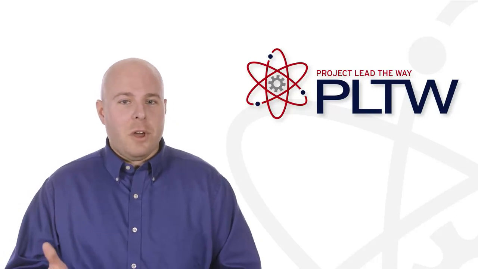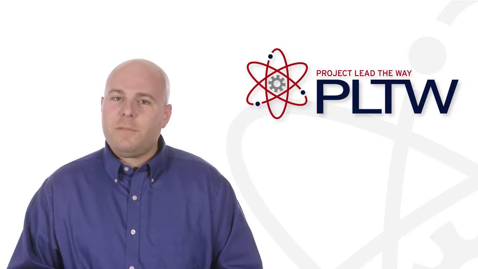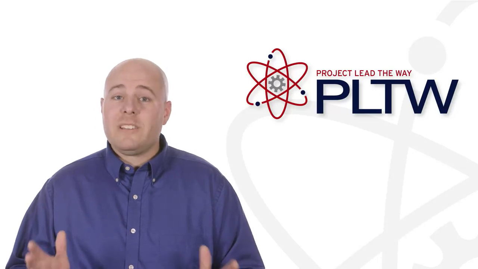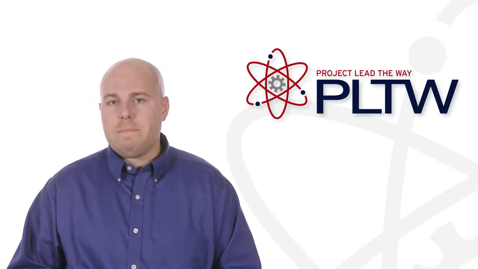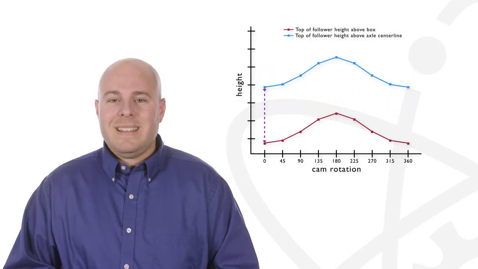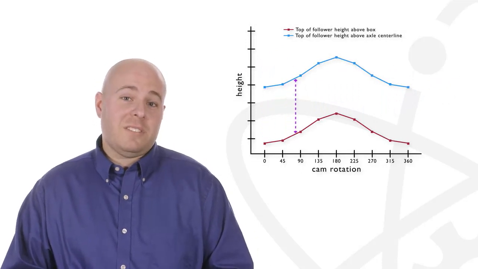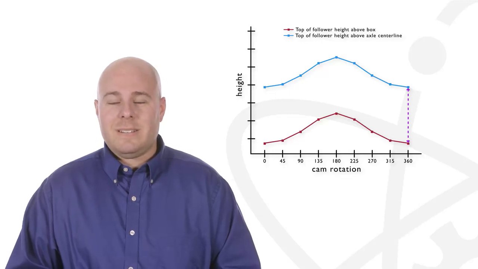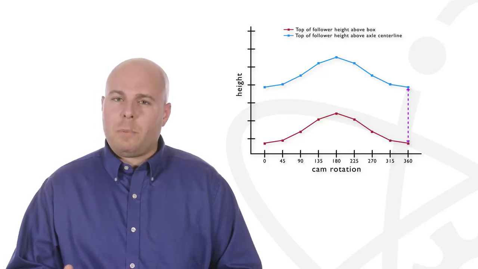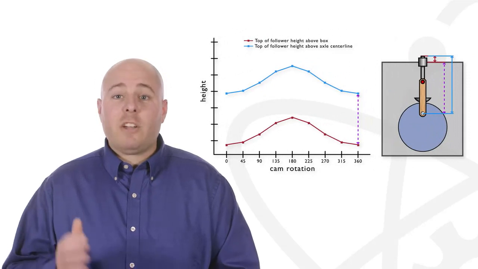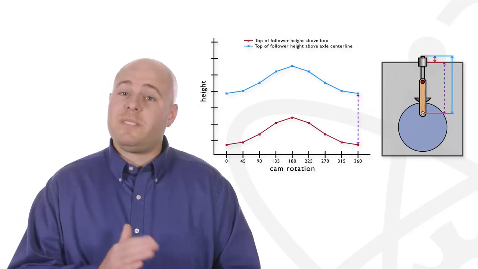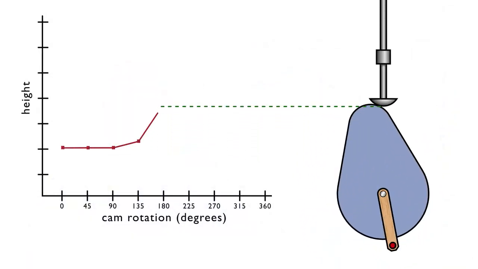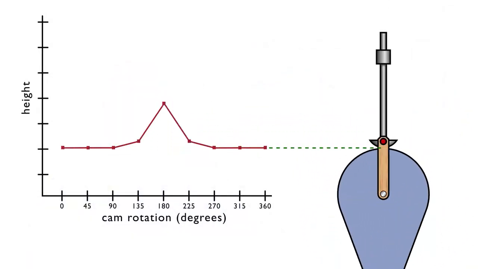Also, it's important to note that the length of the follower doesn't affect the displacement caused by a cam. The length of the follower only determines the initial position, not the magnitude of the displacement. This difference in magnitude is consistent throughout, meaning it's the same difference at any angle of rotation. So what do you think this value represents? It's actually the vertical distance between the center line of the axle and the top of the box. This is an example of the motion of a pear-shaped cam.